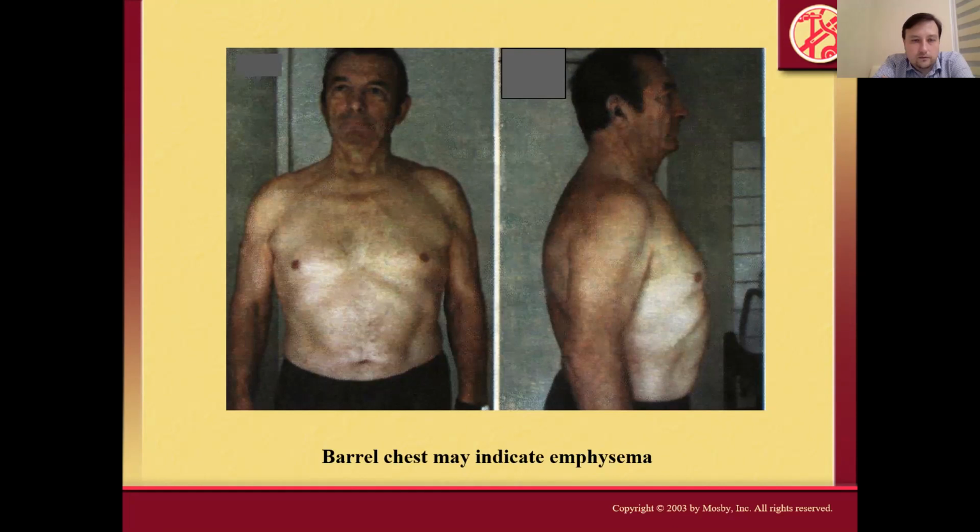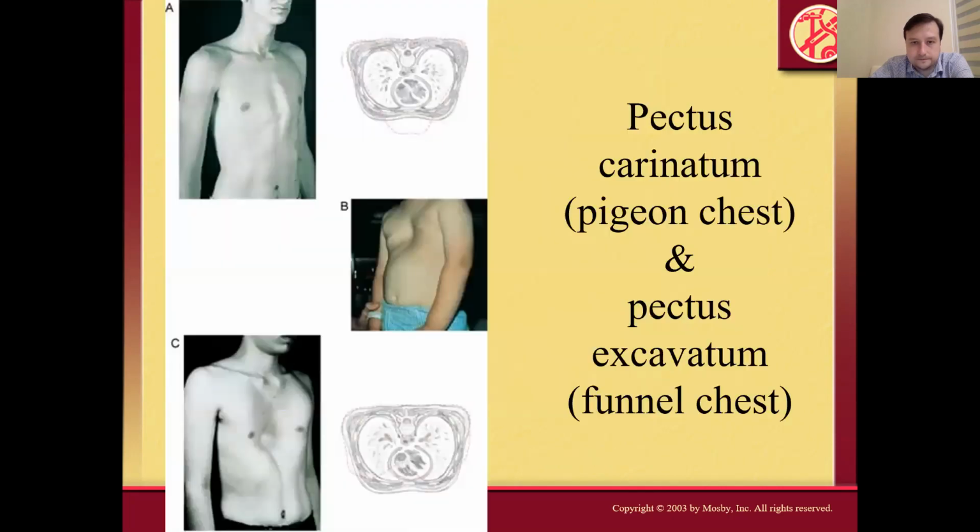One of the main findings in patients with respiratory diseases during inspection is barrel chest. Remember, barrel chest may indicate emphysema. In the picture you see a patient with barrel chest. If you look at this patient, his chest is big and looks like a barrel. So barrel chest is a sign of emphysema.